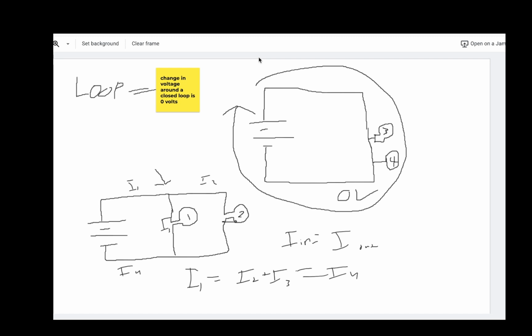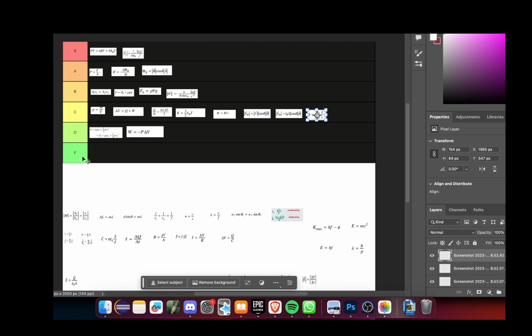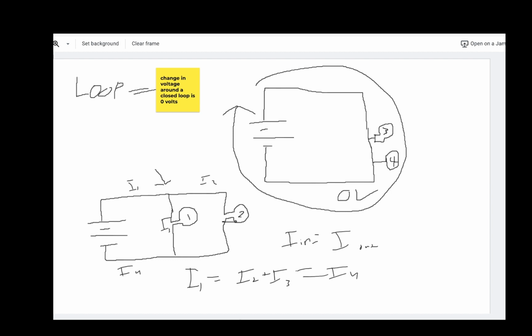I want to briefly touch back on how this changes the other values besides current. So it's probably best to just go back to the tier list, because here we have the equations for how capacitance changes. Actually, let's talk about capacitance real quick. I'm sorry, I'm jumping around here.